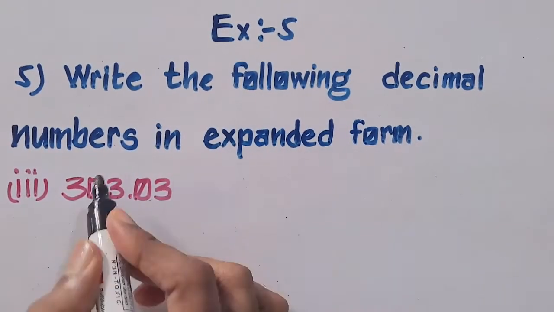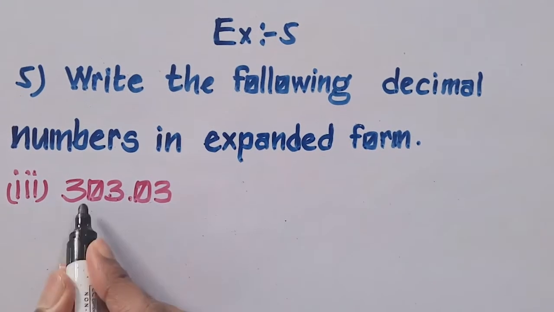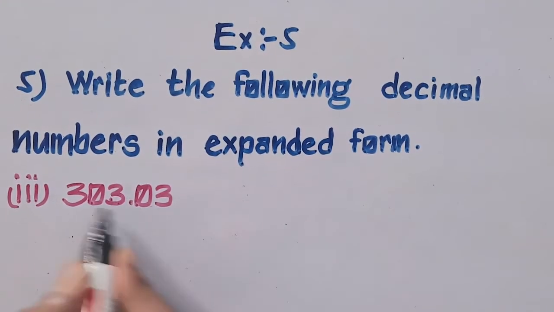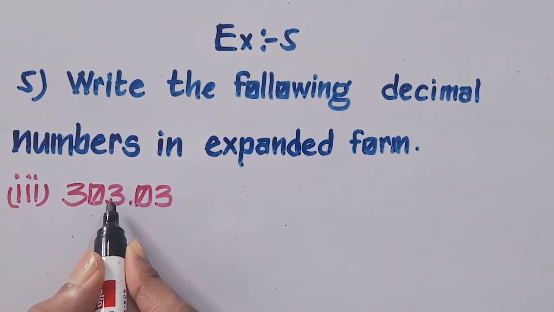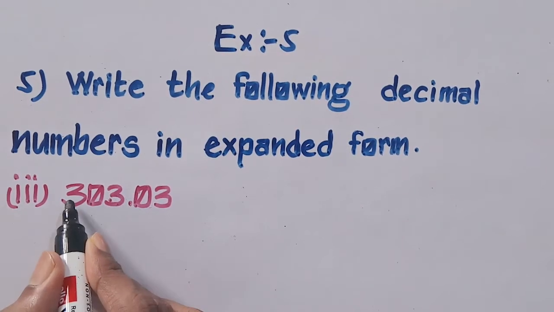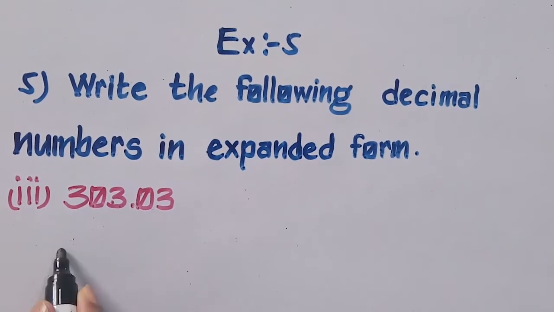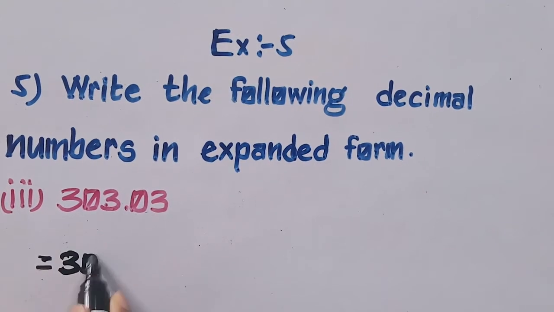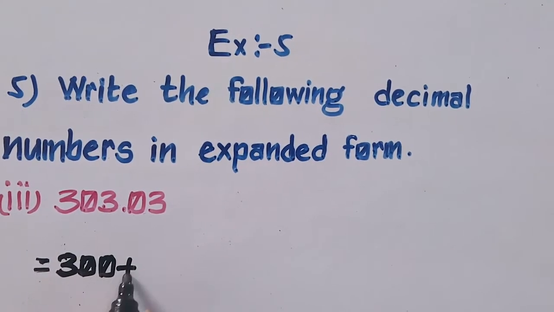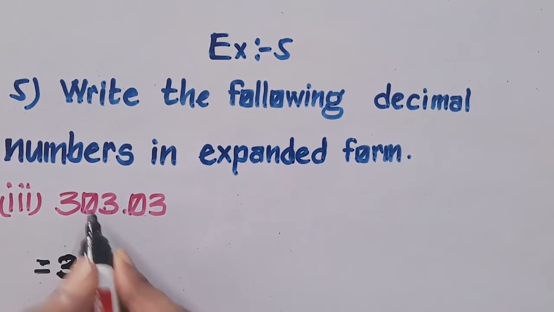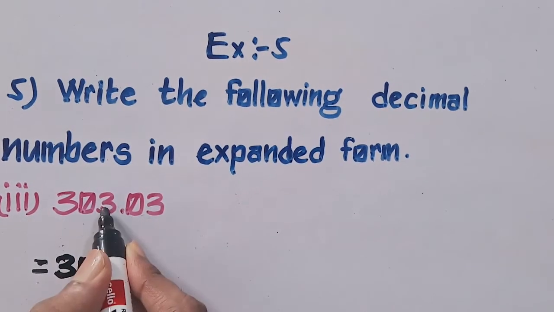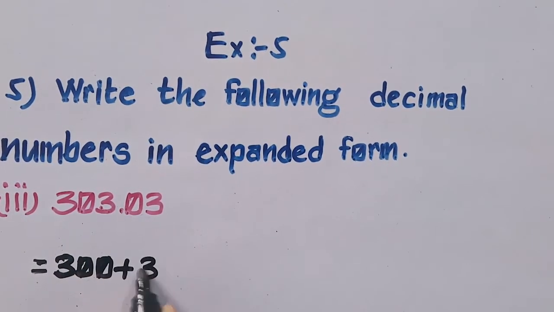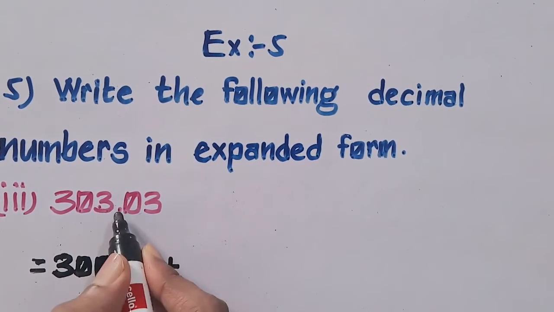Write the following decimal numbers in expanded form. Third one, 303.03. This is C1, so point to the left side. What is it? Units place, tens place, hundreds place. Means this is 100, 300. Okay, this is 300 plus tens place 0 into 10, 0 only. Means no need to write that value. Plus 3 and plus this point after right side.